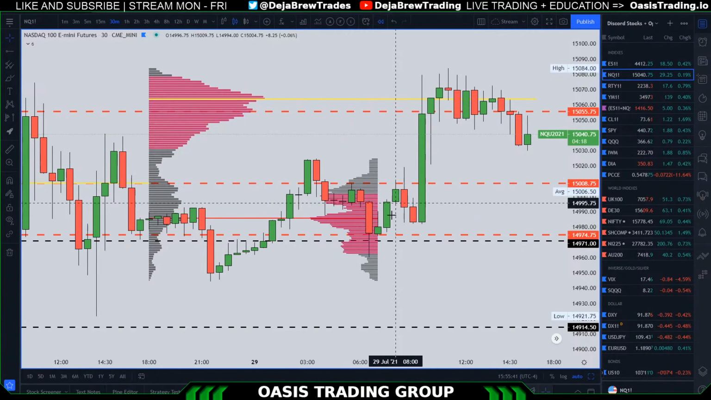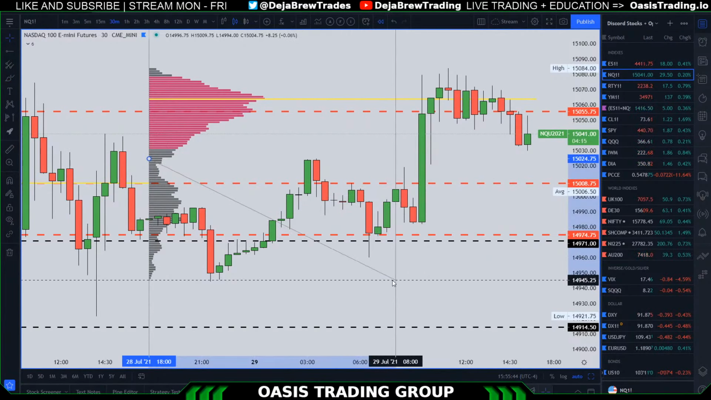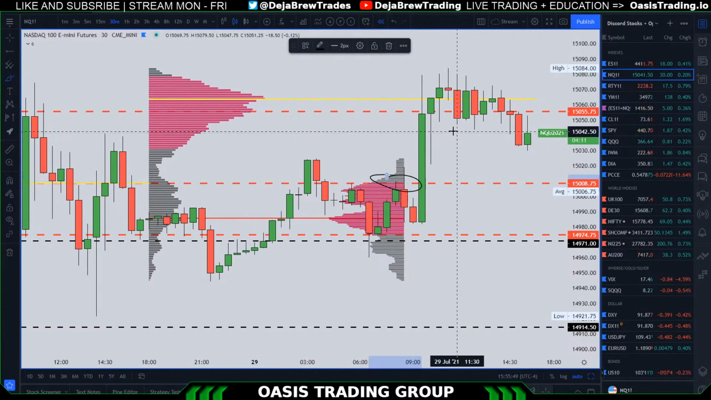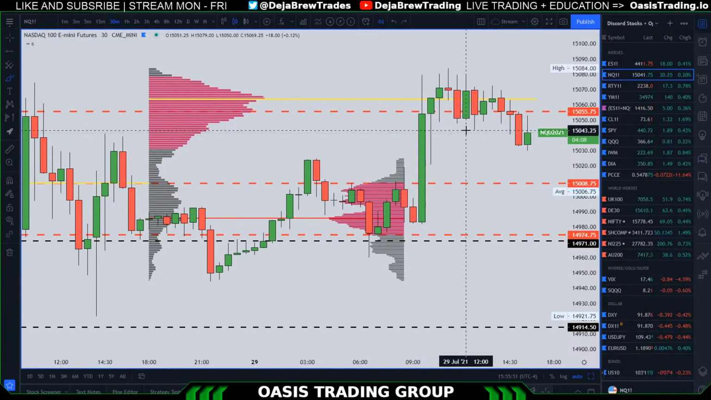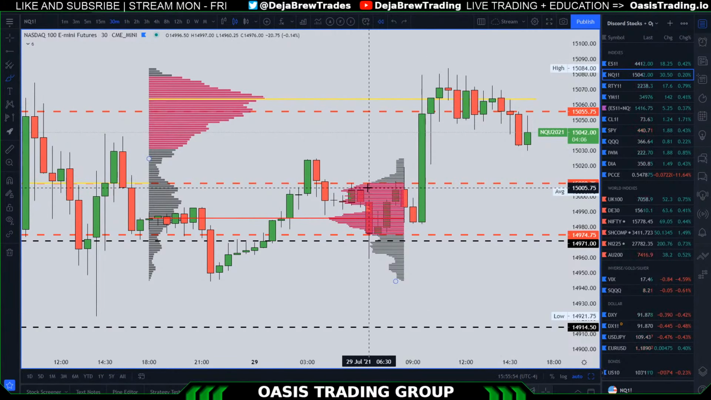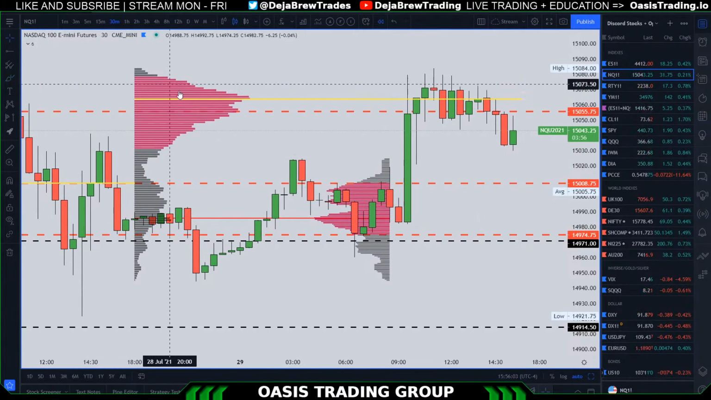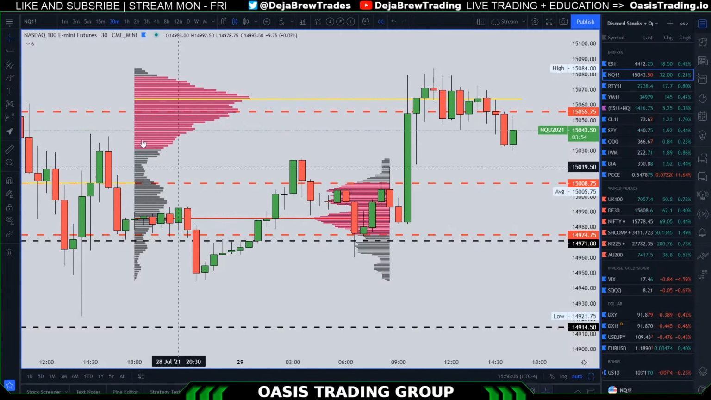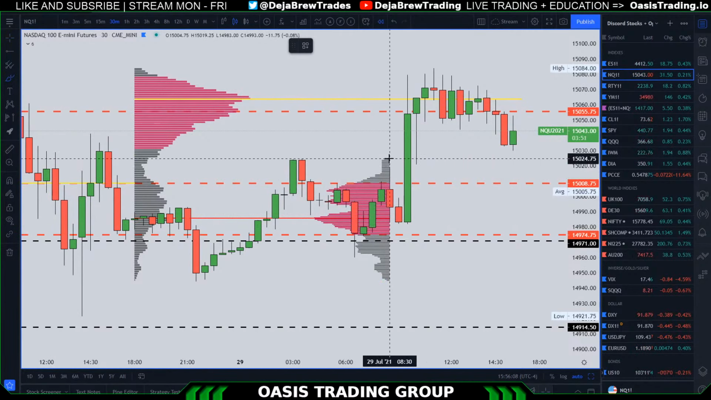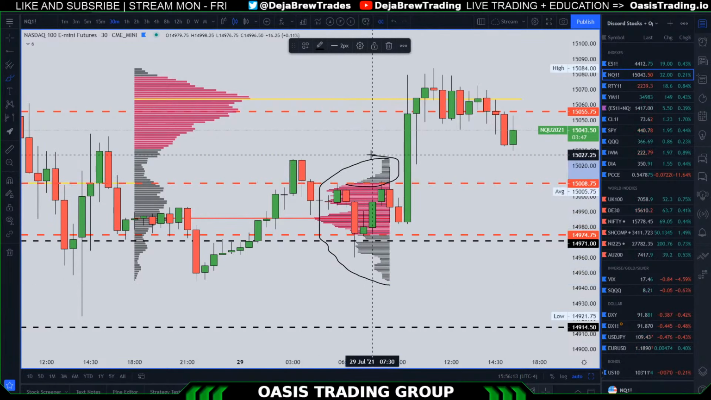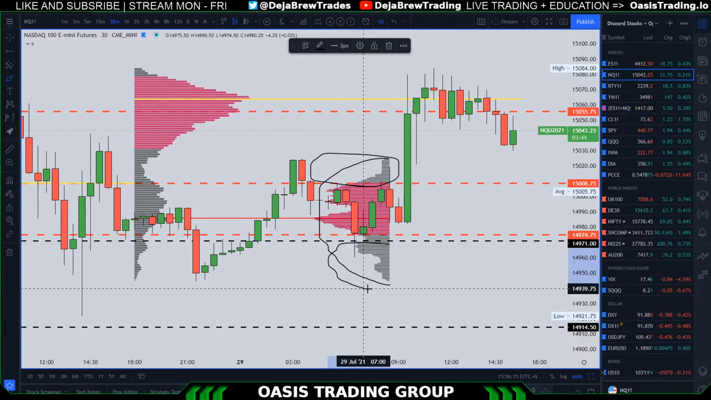But let's keep playing this out a little by little. Okay, so right here, we start to fail the POC again. So once again, if you're an aggressive trader, yes, you could have shorted that. If you're a conservative trader, probably would not have shorted that because you're in a bullish profile. Actually, excuse me, we are not in a bullish profile anymore. I was looking at this one here. This is a balanced profile. So yes, you could have shorted that because we are fairly balanced. So on a balanced day, you can short the highs and buy the lows. Okay.